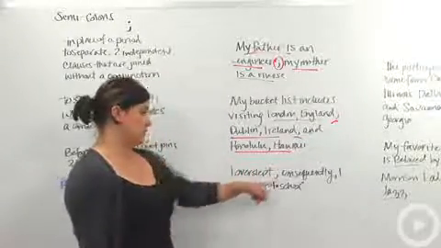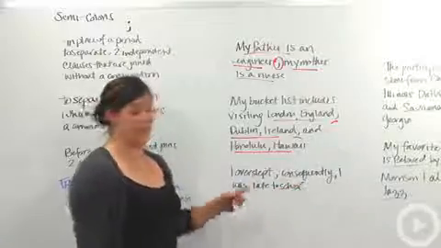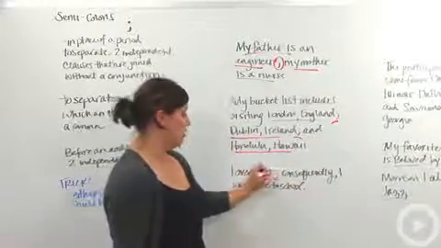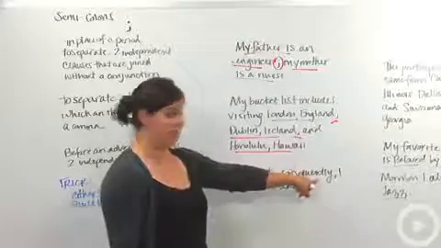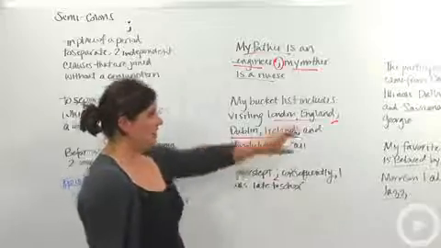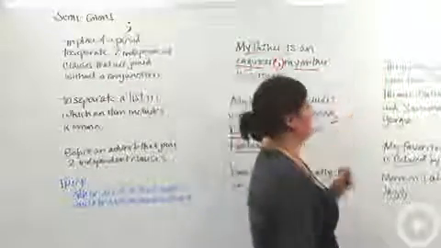Finally, I overslept; consequently, I was late to school. And that's that third rule, where you use a semicolon before an adverb to split up two independent clauses. Let's look over here and see if you can place the semicolons in the right spot.